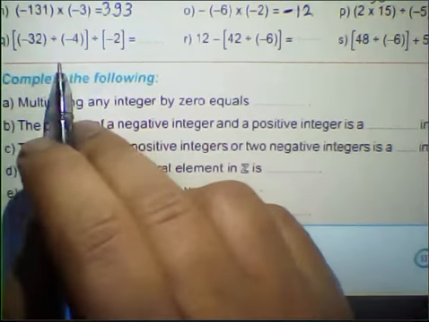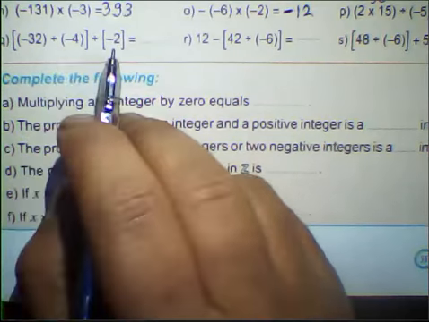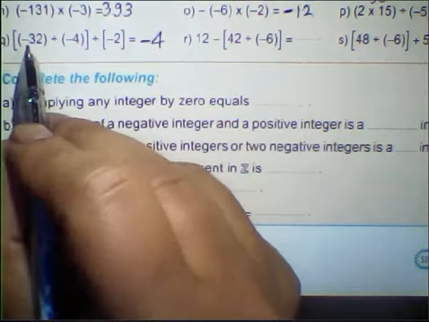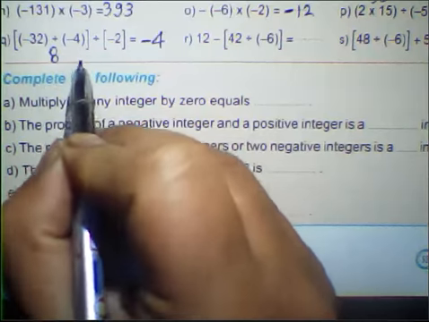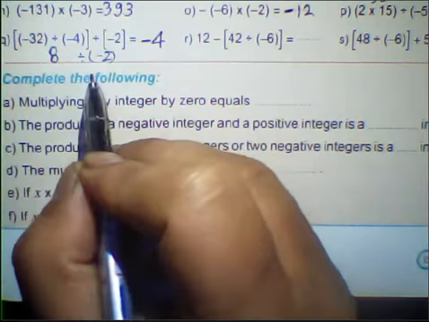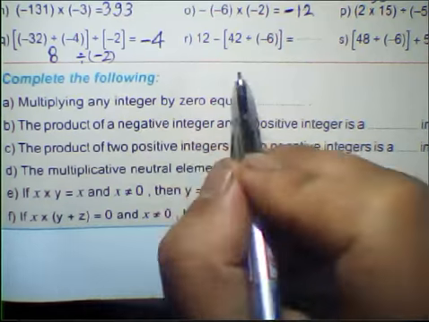Negative 32 divided by negative 4 equals 8. 8 divided by negative 2 equals negative 4. Again, negative 32 divided by negative 4 equals 8. Divided by negative 2, it's in brackets, okay? The result will be negative 2. So 8 divided by negative 2 equals negative 4.